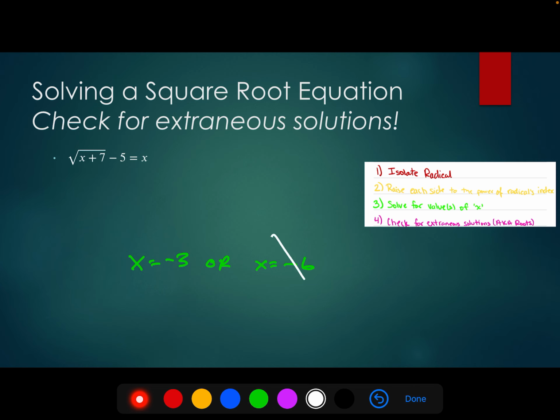So our solutions were x equals negative 3 or x equals negative 6. Well, we can cross out x equals negative 6 because it is extraneous. So our solution is x is equal to negative 3.